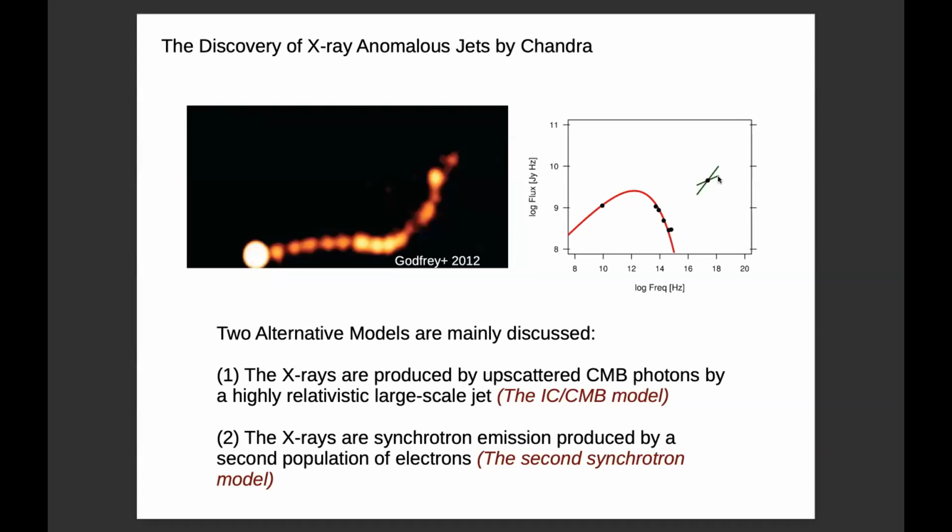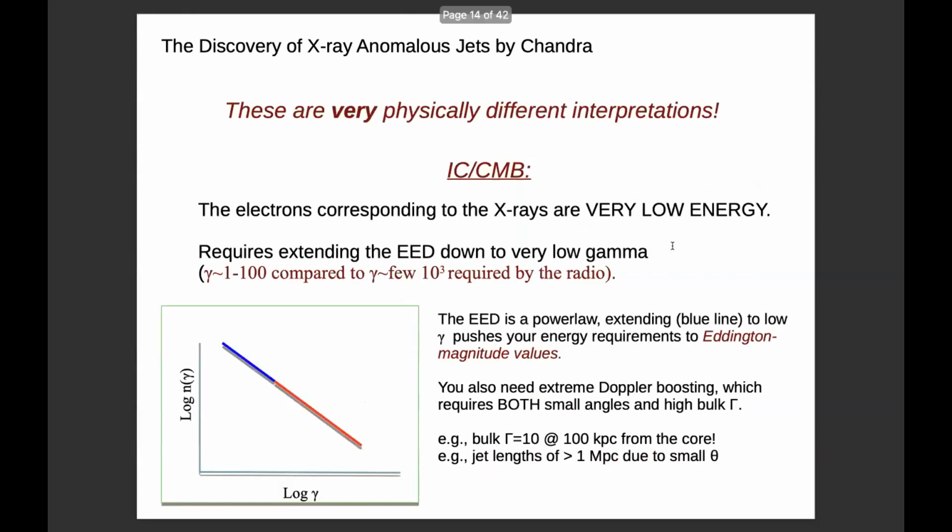Alternatively, you could have a second population of electrons that's producing synchrotron emission. Obviously, it's separate from whatever's producing the radio optical. The main problem with that is we don't know why nature does that. Especially back then, it wasn't predicted by anyone that would happen. But these are wildly different physical scenarios. In IC/CMB, the electrons giving you the X-rays are really low energy, so you're extending your electron energy distribution down to very low gamma.